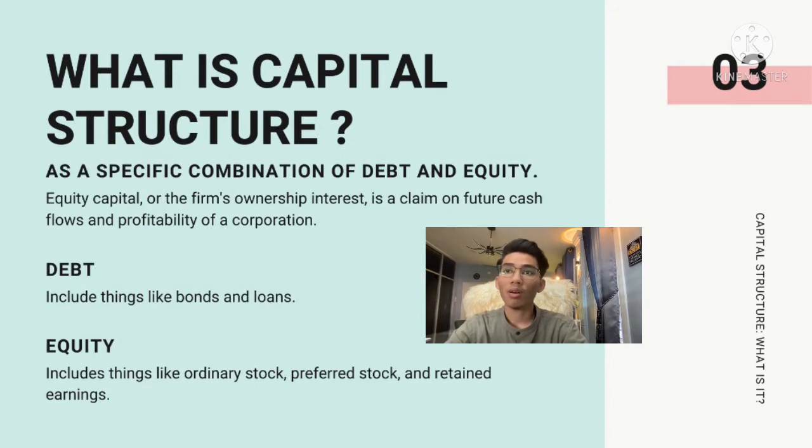Equity capital, or the firm's ownership interest, is a claim on future cash flows and profitability of a corporation. Debts include things like bonds and loans, whereas equity includes things like ordinary stock, preferred stock, and retained earnings. The capital structure includes short-term debt as well. Then, on the balance sheet, the assets of the company are acquired via the use of loans or stock.